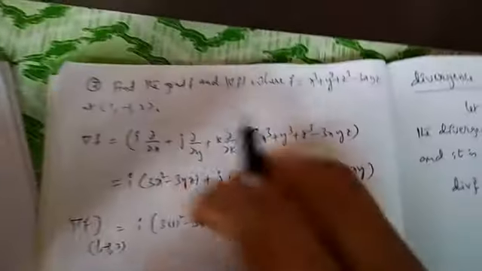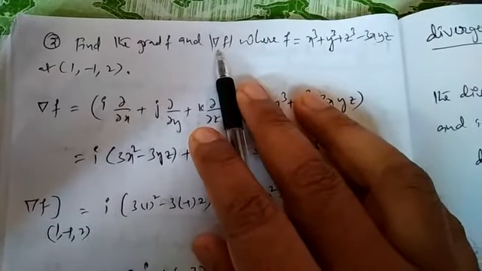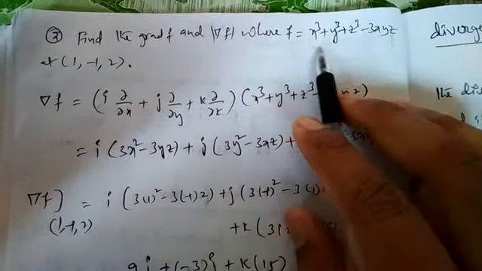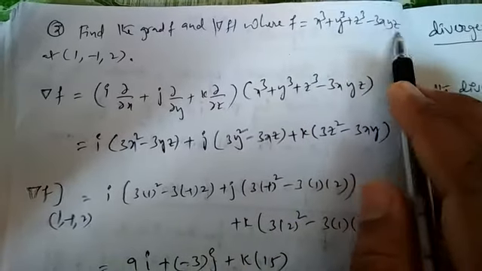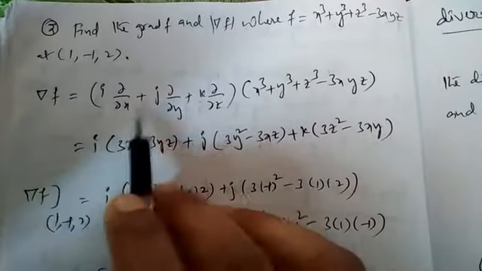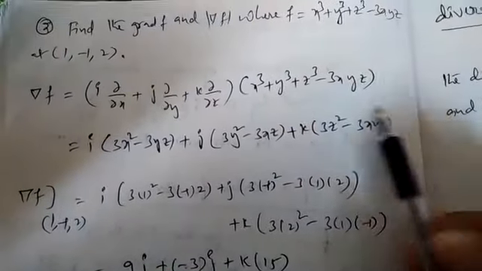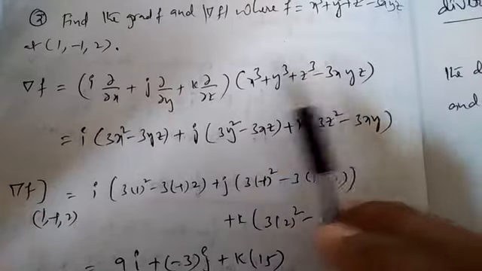Now look at the next example. Find the gradient of f and the mod of del f, where f equals x square plus y square plus z square minus 3xy, at 1, minus 1, 2. Now del f equals i ∂/∂x plus j ∂/∂y plus k ∂/∂z applied on f.